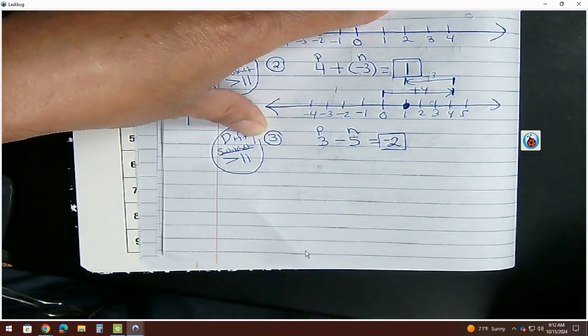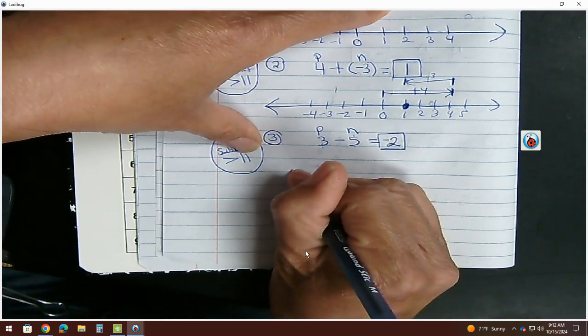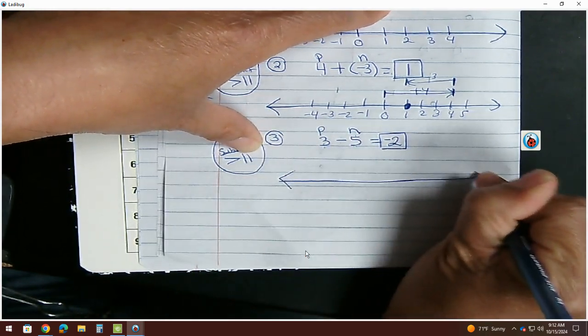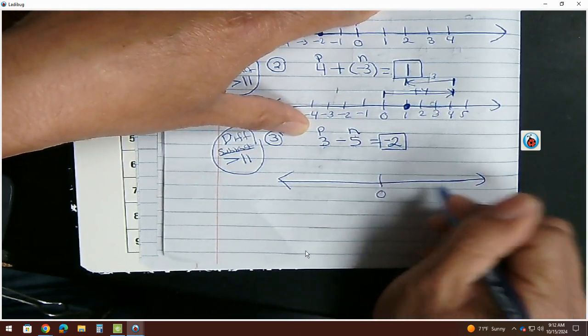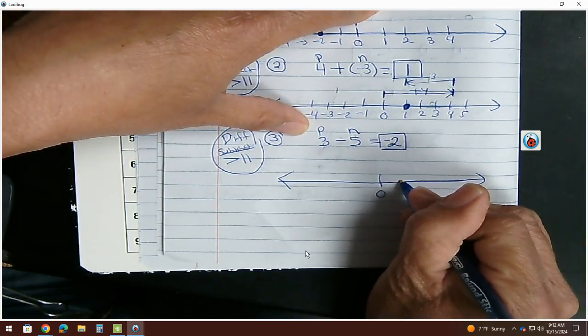Any questions? Let me prove to you that this is true. Draw a number line. Thank you, Brayson. How much do we go on the right side? At least how much?